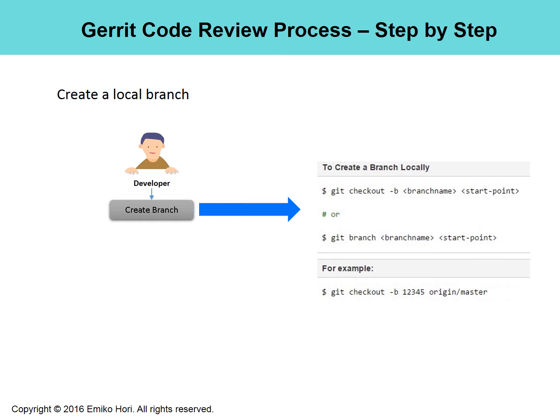Now let me walk you through the Gerrit code review process step by step. In this particular model, the developer can create the local branch. Oh, by the way, the minimum requirement to have this is that you have to have a Git repository. As you see, the syntax git branch, there's nothing special because this is the normal syntax of regular Git.